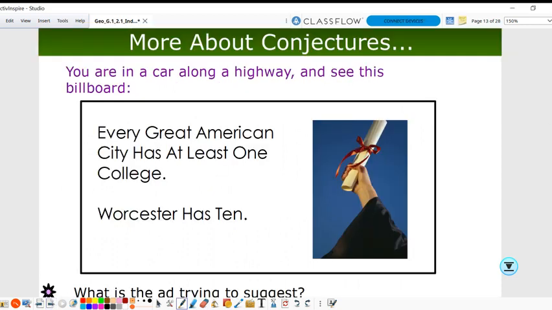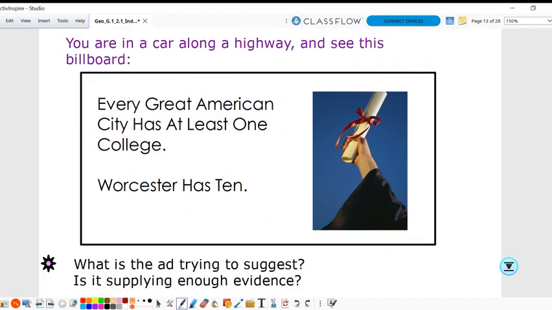You're in a car along a highway and see this billboard. Every great American city has at least one college. Worcester has 10. What is this ad trying to suggest? Is it supplying enough evidence? So you might take a look at that and think, oh, okay, well, every great American city has at least one college. Worcester has 10. Therefore, Worcester has to be the greatest because it has more than one.